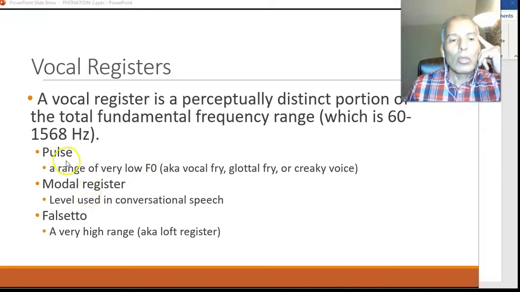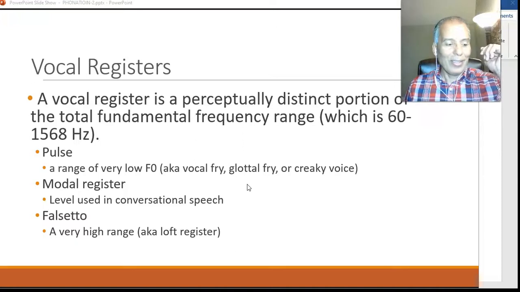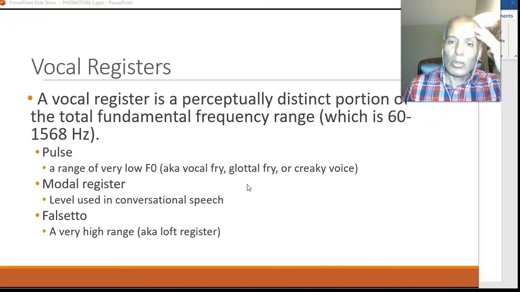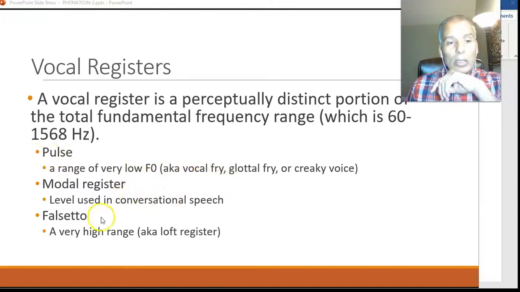So we call the pulse register. Pulse register is the range that has very low fundamental frequency, and it is usually described as vocal fry or glottal fry. It's like this. You know what I'm saying. Some people use it at the end of their speech, and it's controversial whether it will cause a voice disorder or not, but that is the vocal fry or pulse register.